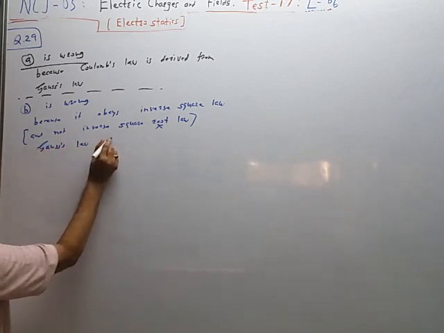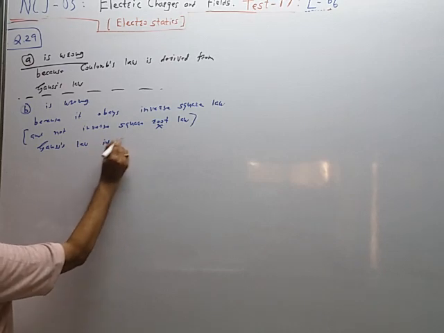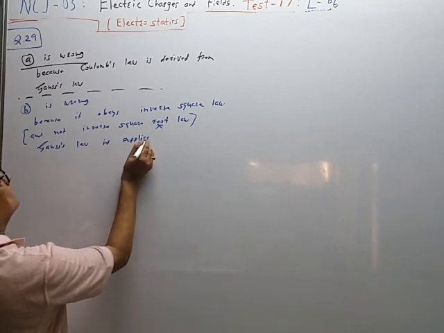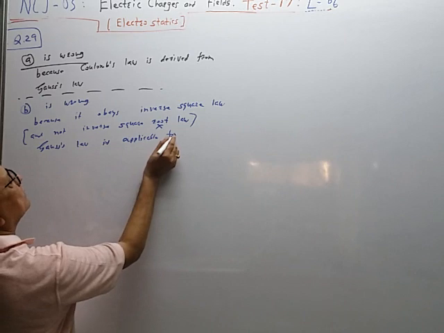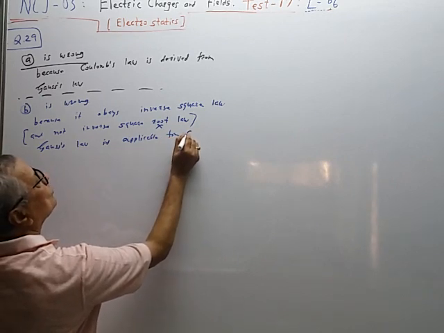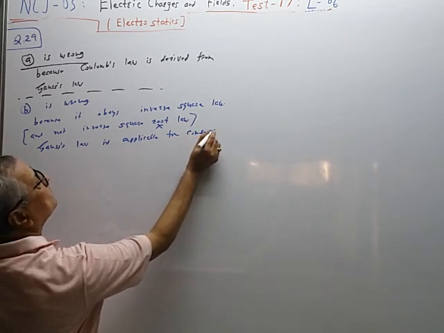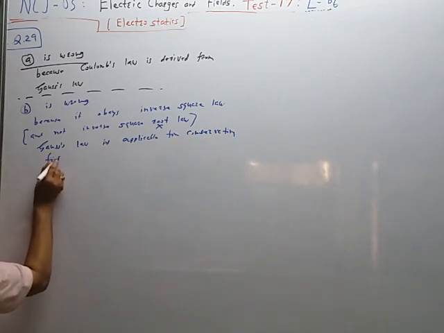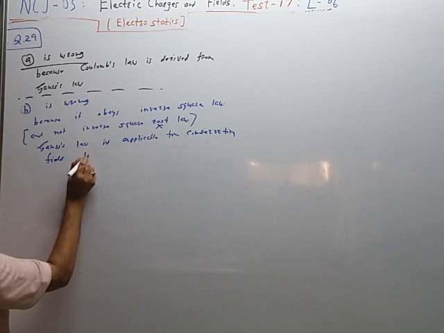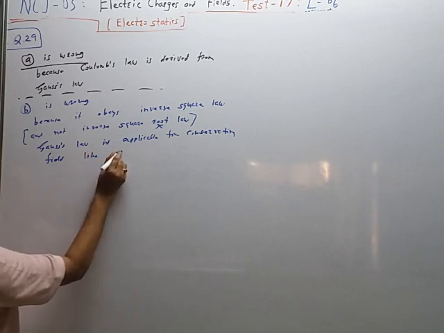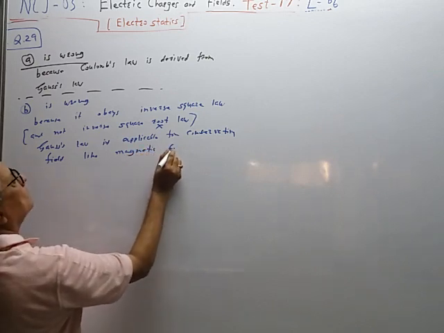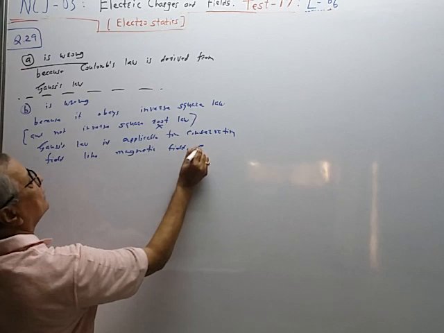Gauss's law is applicable for conservative fields, like magnetic field and electric field.